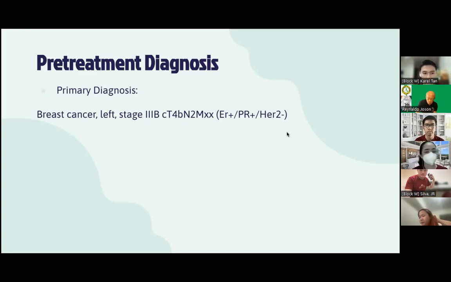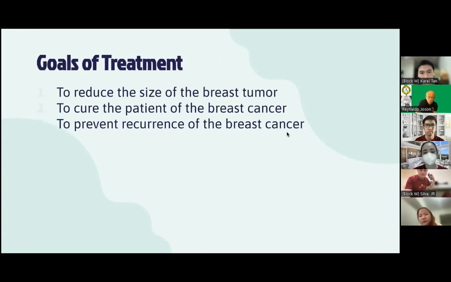So, yung goals of treatment, next slide, would be to reduce the size of the breast tumor because it's T3B is quite big. And then to cure the patient of the breast cancer, and then to prevent recurrence also of the breast cancer, so the patient is disease-free completely. And then next slide, please.